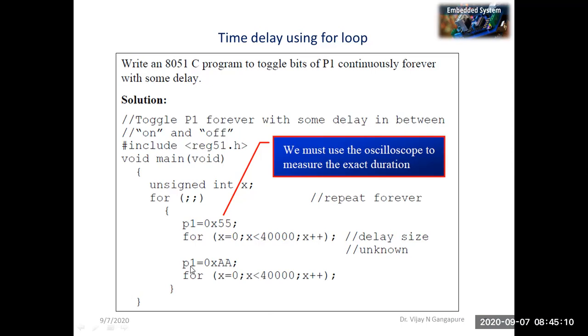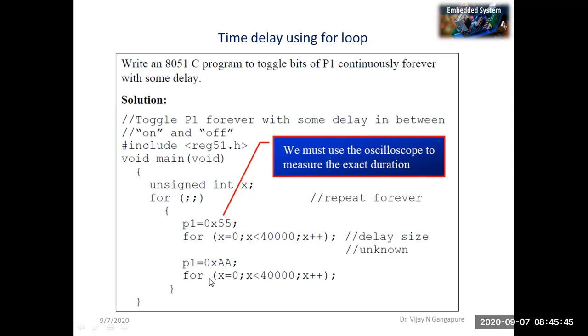The next instruction is P1 equal to 0xAA, meaning we are outputting the AA hex number to P1. AA means 10101010. Previously we outputted 01010101 to port 1. Now I am just toggling this 01010101, and that data I am outputting to port 1, that is 10101010, meaning I am toggling data in port 1 by outputting AA to port 1.